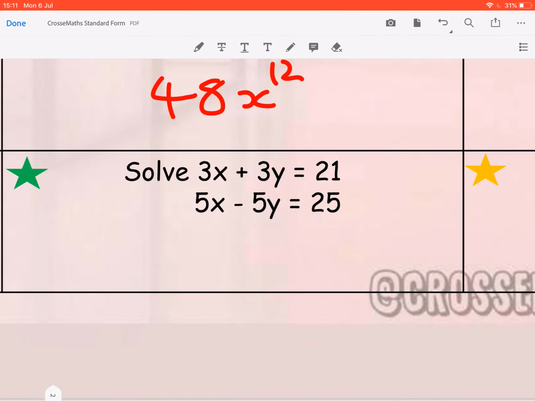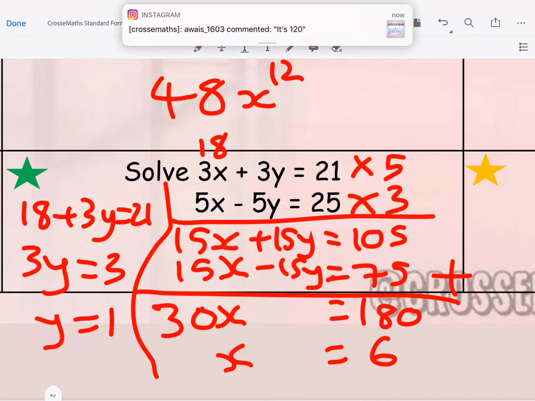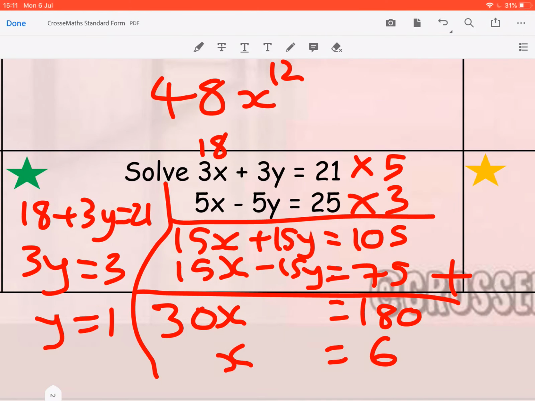Very straightforward simultaneous equations question. Normally you will get one number that is a little bit awkward. It'll either be a decimal or fraction.